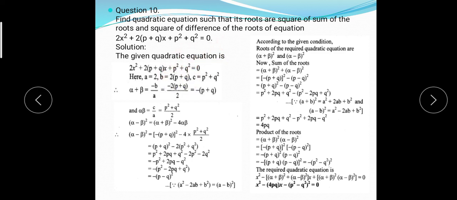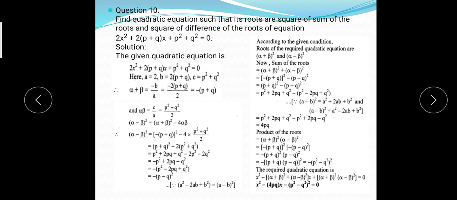Now students, what we have to see firstly is the sum of the squares. Firstly, we consider alpha and beta are the roots of the quadratic equation. All of you know that alpha plus beta is what? Minus b by a. So substitute the values of b and a, you will get minus (p plus q). Now what is alpha into beta? C by a. What is c? p square plus q square, divided by 2.